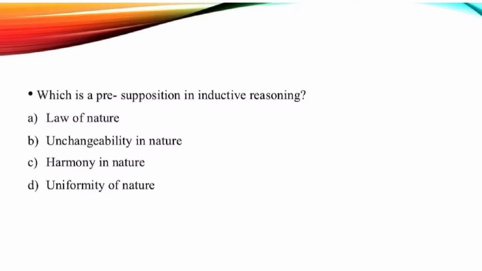Third question, which is a presupposition in inductive reasoning? A, law of nature, B, unchangeability in nature, C, harmony in nature, and D, uniformity of nature. In inductive reasoning, we form conclusions based on particular events which has already occurred in the past. So we say that it is likely to happen in future as well. And this principle is known as uniformity of nature. So D is the right option.